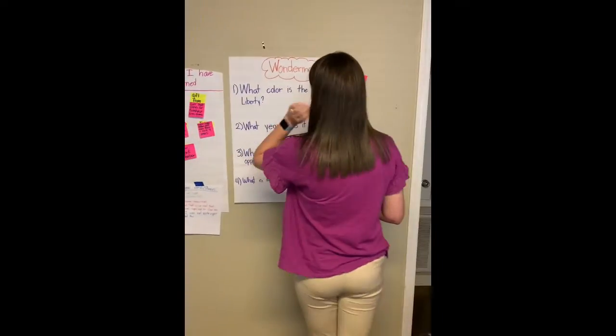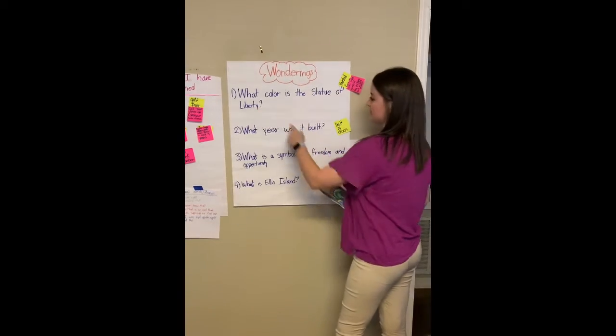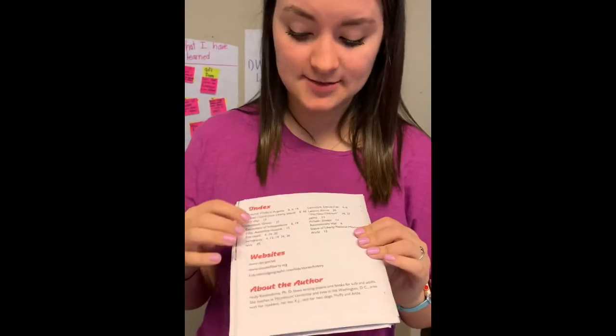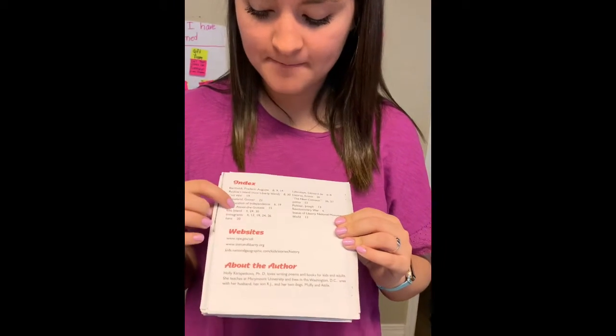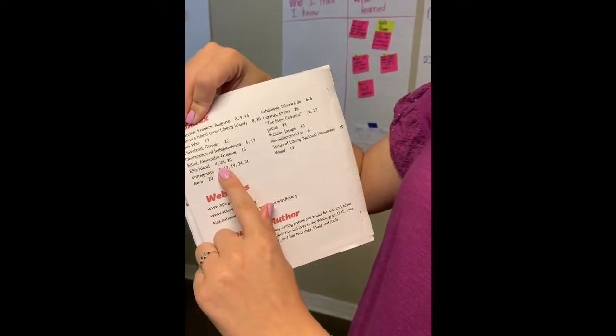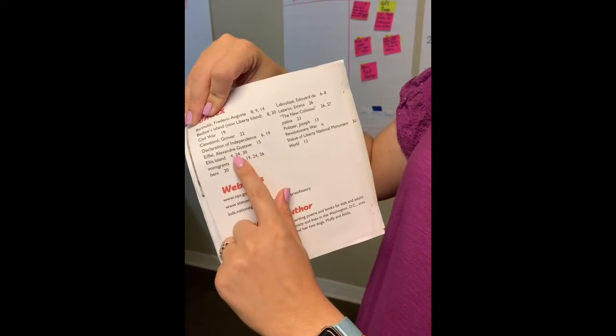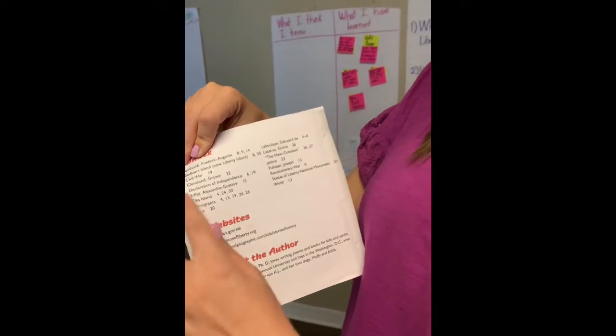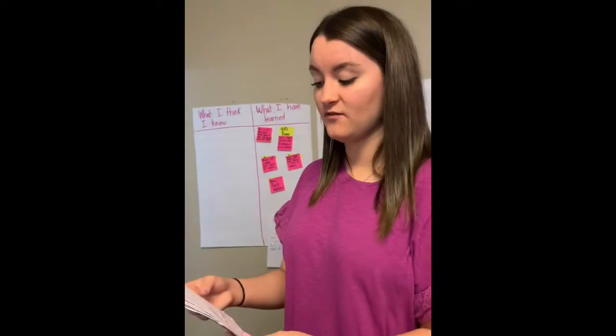Now, my first question is, what color is the Statue of Liberty? Now, I'm going to use my table of contents, or even sometimes you can use an index, which on the back has words that you can use, and you can look up where each word is in your book. So, I see Ellis Island is on 3 pages. It's on page 4, page 24, and page 30. So I can flip to each of these pages and find some information about Ellis Island, or just whatever kind of information the author is including on that page.